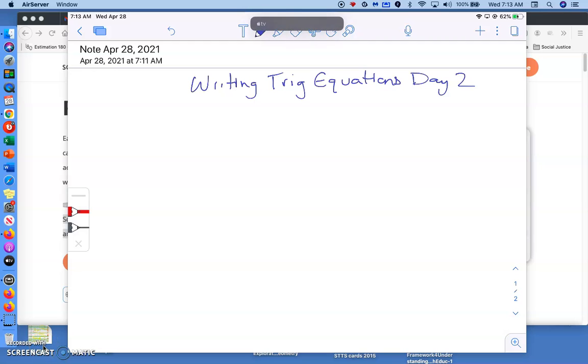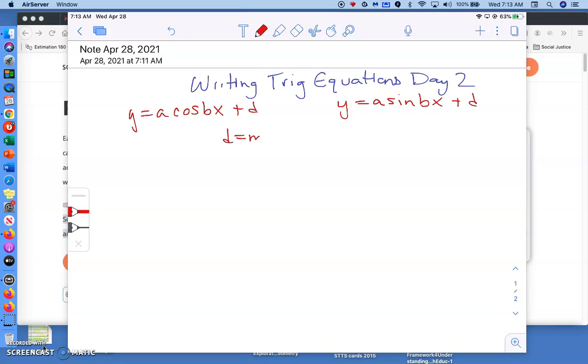So for writing trig equations day 2, we're really going to build upon what we did yesterday with graphs. As a reminder, we have our equations y equals a, the cosine of bx plus d, and y equals a, the sine of bx plus d, where d is our midline, a is our amplitude, and our period is 2 pi over b.